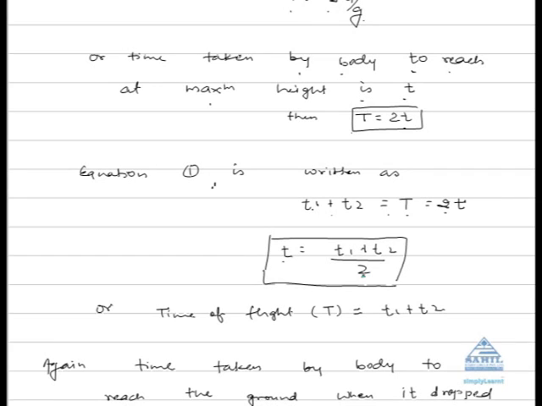To reach the maximum height, we have to add t1 plus t2, divide by 2 and come to the 5 second. Now we directly give the formula for the time of flight, which is t, and t is equal to t1 plus t2.